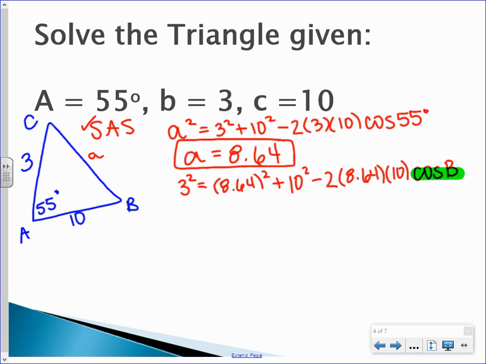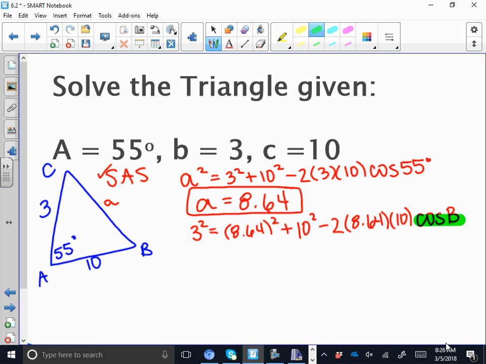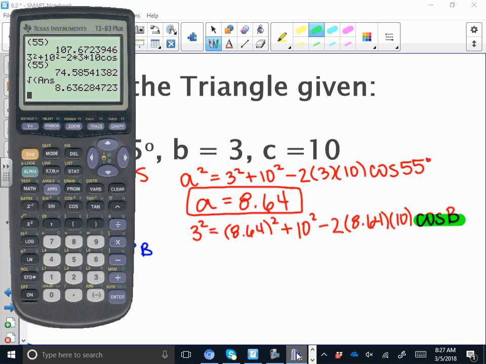I urge you, be very, very careful with your order of operations, okay? Now, I understand that a lot of us are just gonna use our calculator, and that's good because I don't want you to get any rounding errors. So let's talk about what we need to do. What do we need to do to solve for the cosine of b?